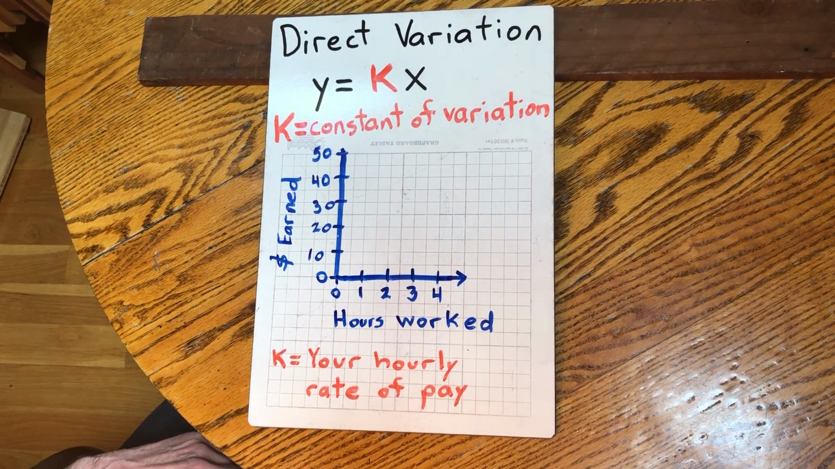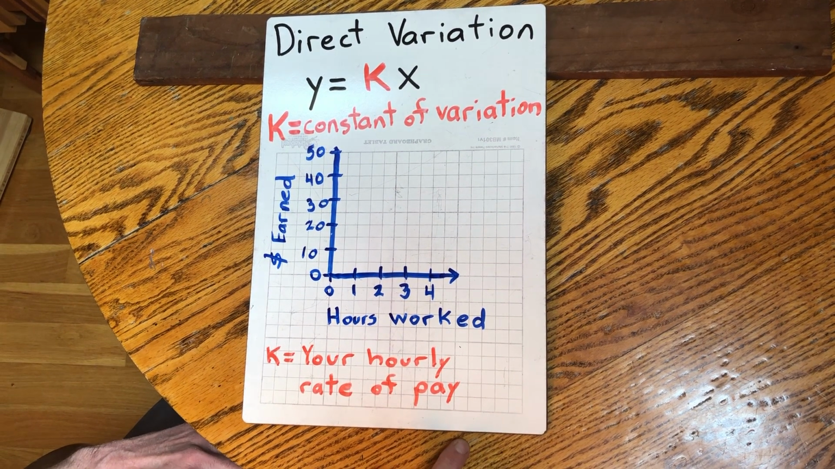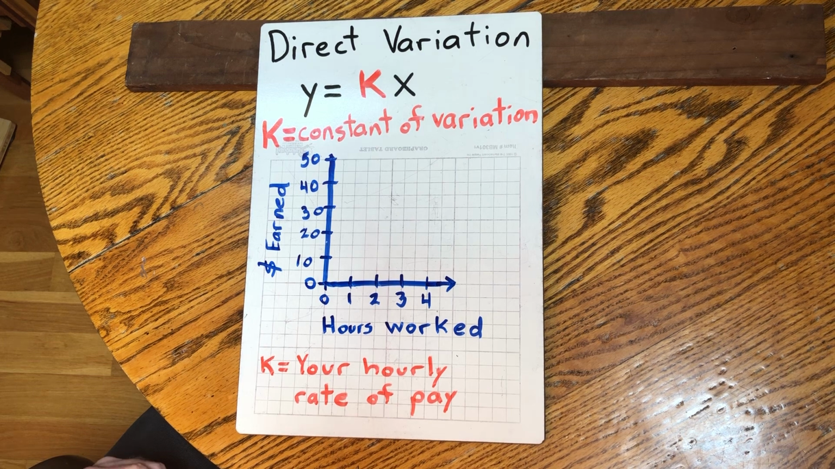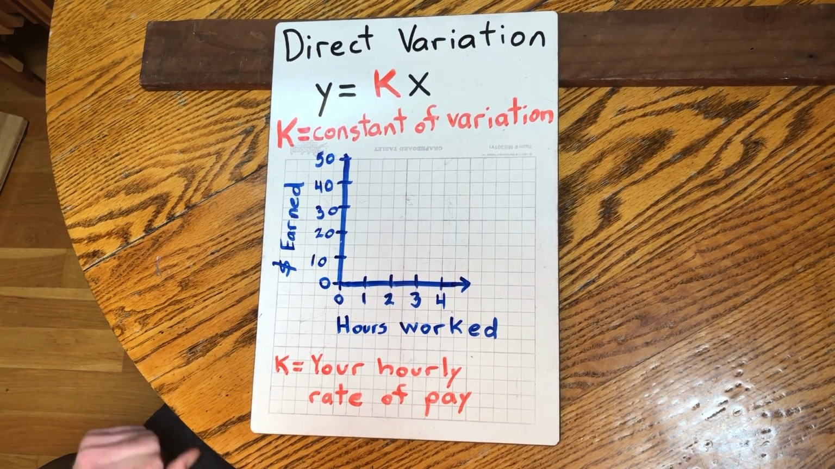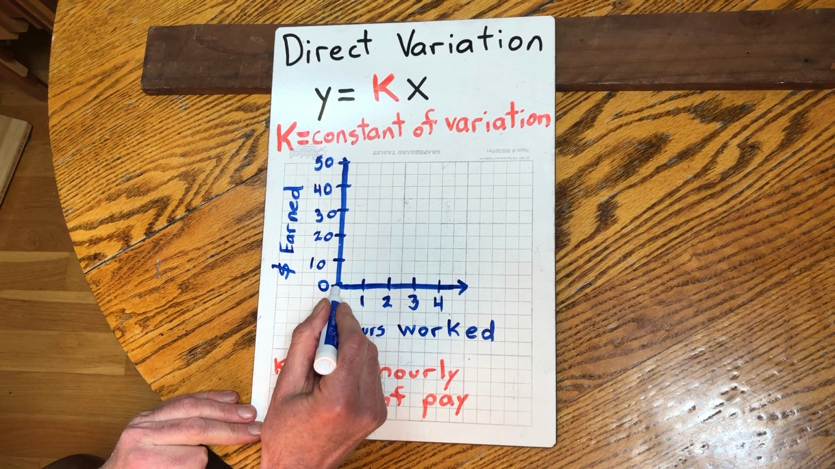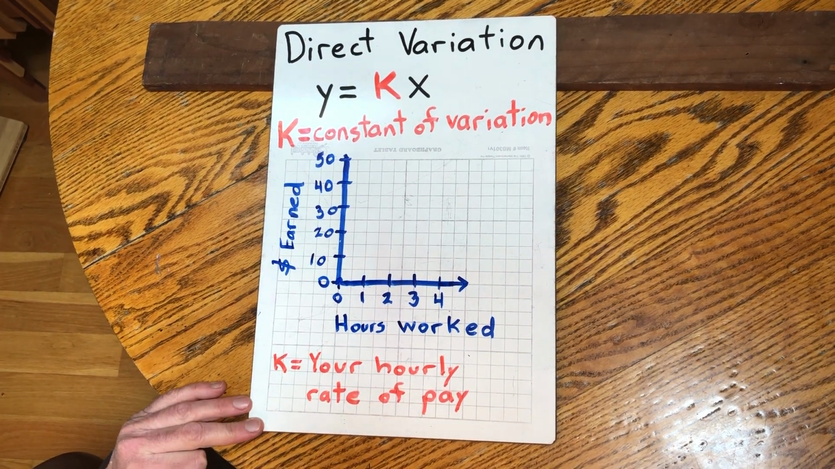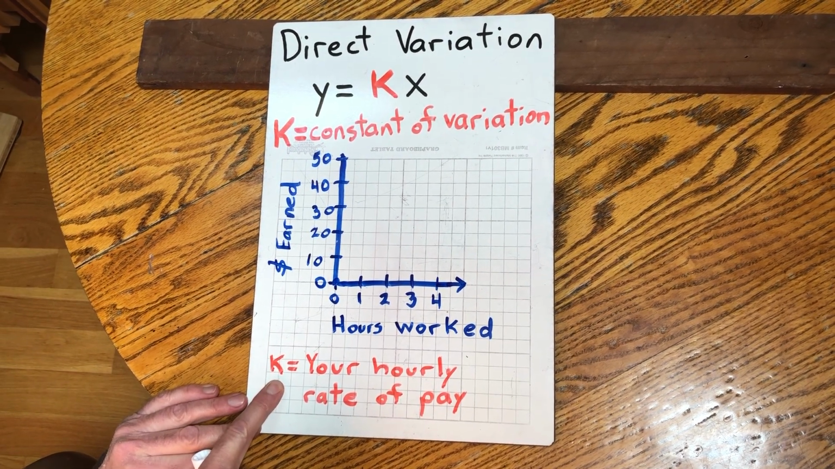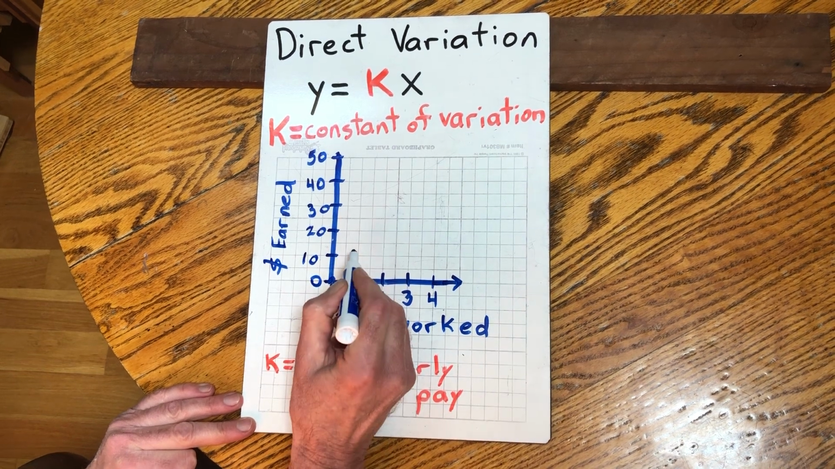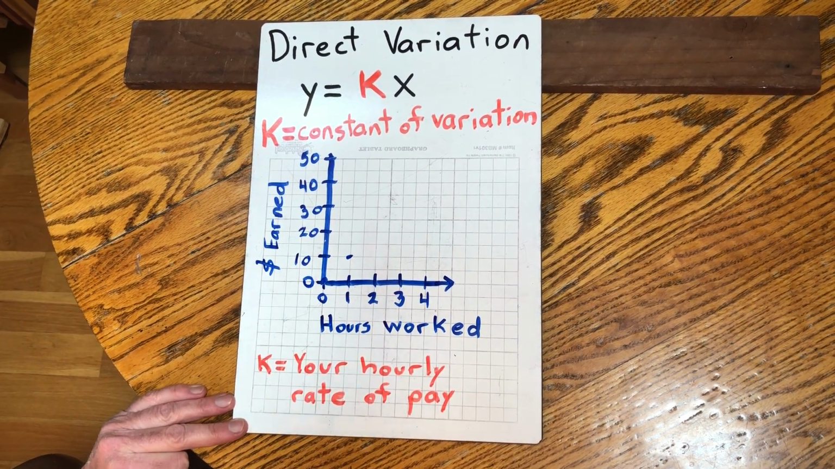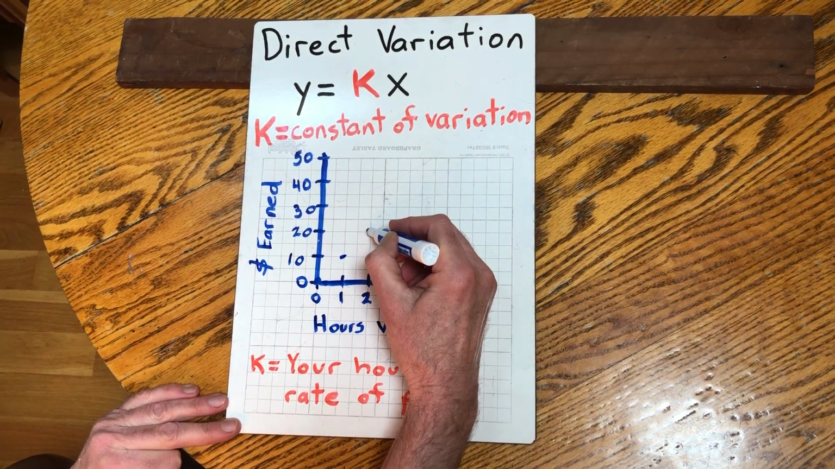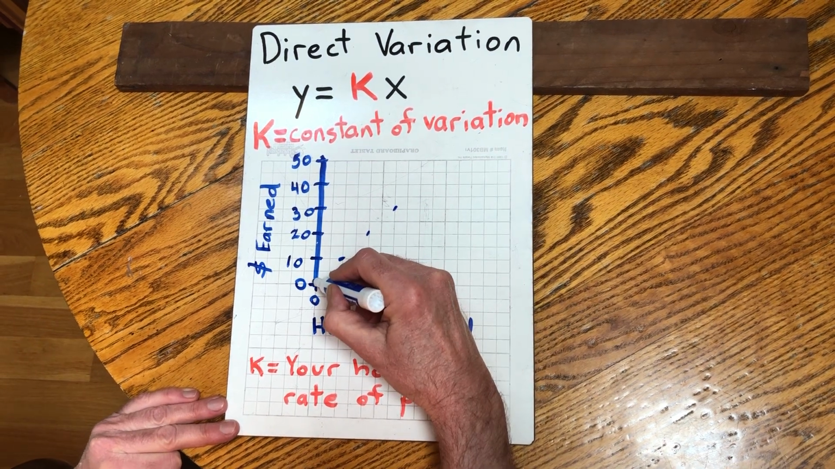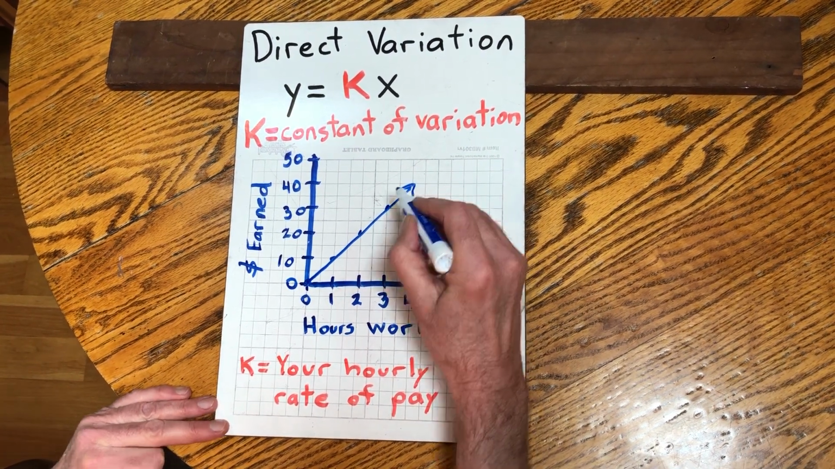Well, an example of this is if you have a job, and many jobs you get paid by the hour. I'm not talking about commission or other sorts of pay, but in this situation, if you work 0 hours, you make $0. Now let's say that your constant of variation is $10 an hour. If you work 1 hour, you make $10. If you work 2 hours, you make 20. You get the idea. 3 hours, you would make 30. You could graph a line.